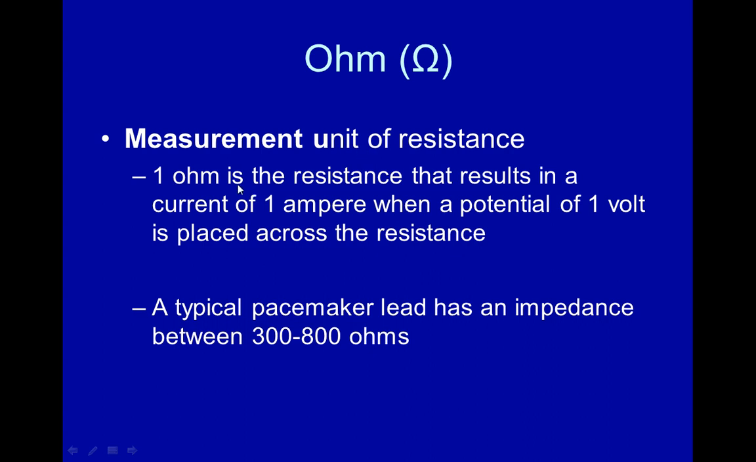The ohm, or 1 ohm, is the resistance that results in a current of 1 ampere when a potential of 1 volt is placed across the resistance. And we're going to talk a lot about ohms because we're going to measure the impedance not only of the leads but also of the battery. And in general, a pacemaker lead will have an impedance somewhere between 300 to 800 ohms, and ICD leads by contrast have impedances in the 50 to 60 range.